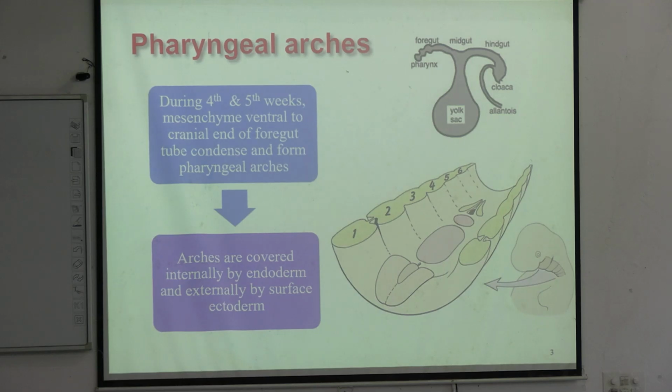So then how do we number them? Number 1, number 2, number 3, number 4, number 5 is absent, then 6. So we do not call them 5 pharyngeal arches. We call them 1, 2, 3, 4, then 5 is absent, and then 6. Clear? Between the bulges we have a depression.